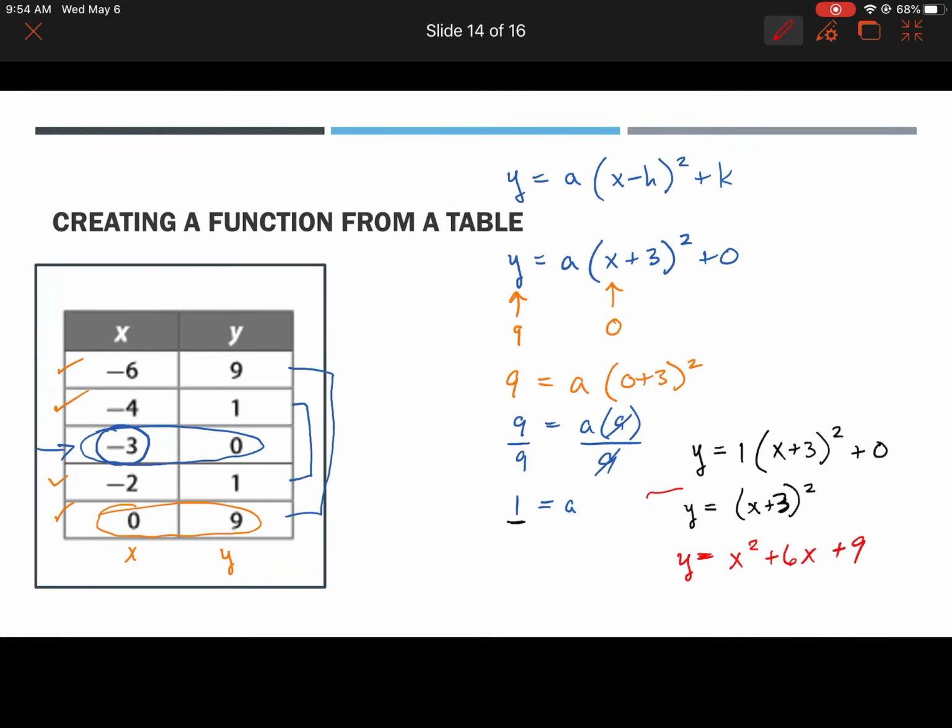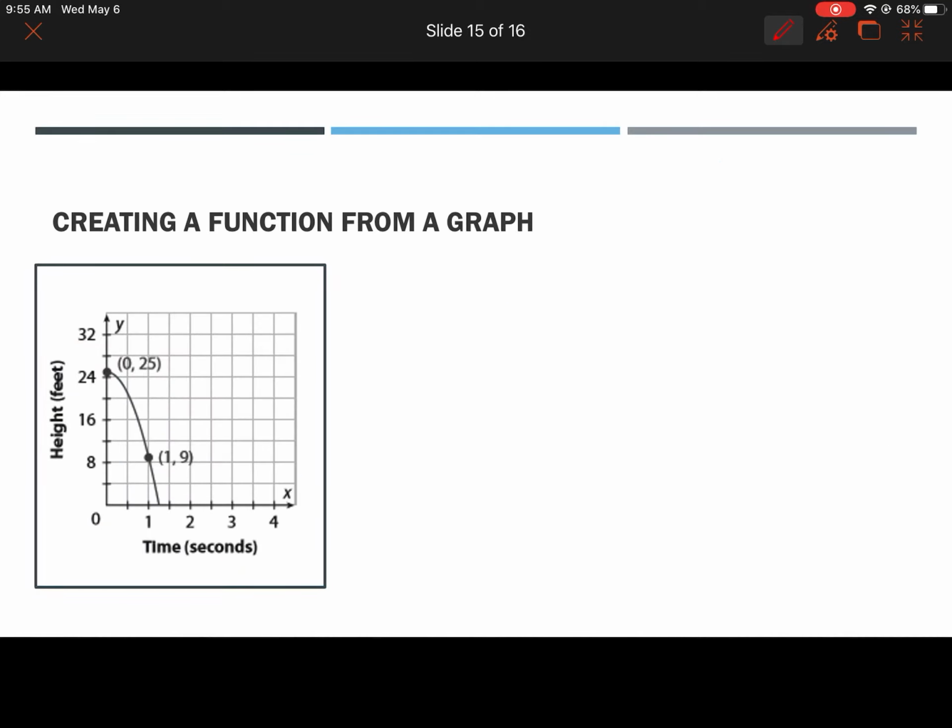So these are both the function from the table, but one is in vertex form and one is in standard form. So it really depends on what I'm asking you to do. So that's how we do it from a table. Let's do it from a situation.